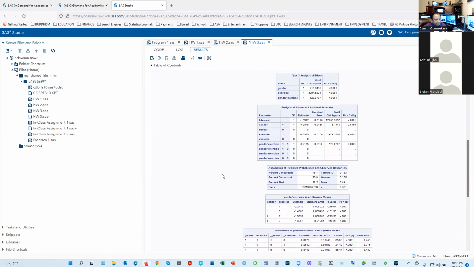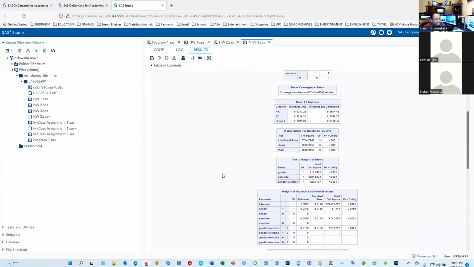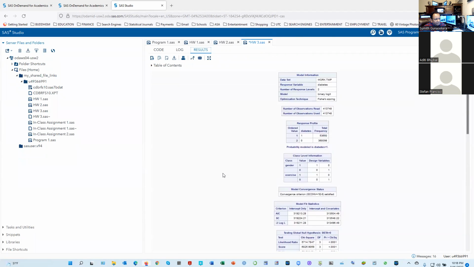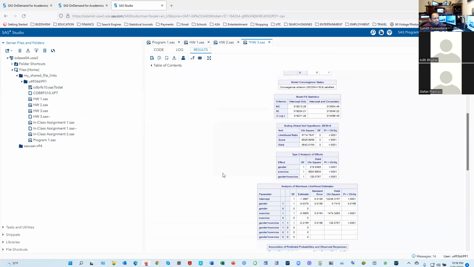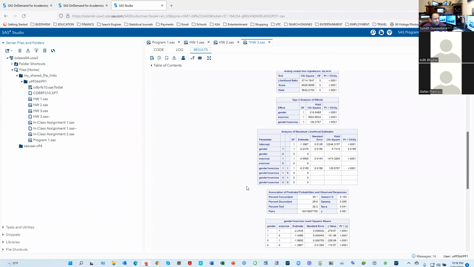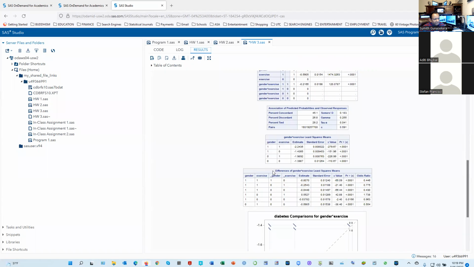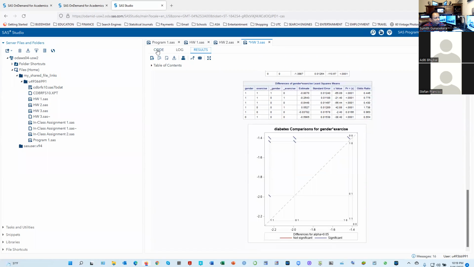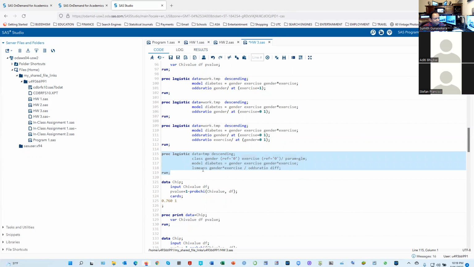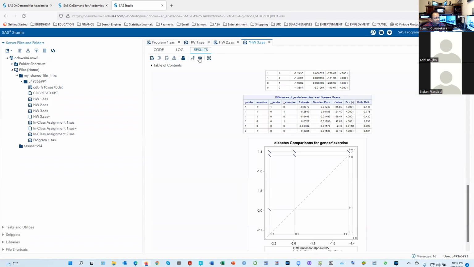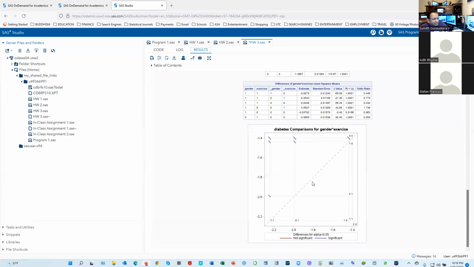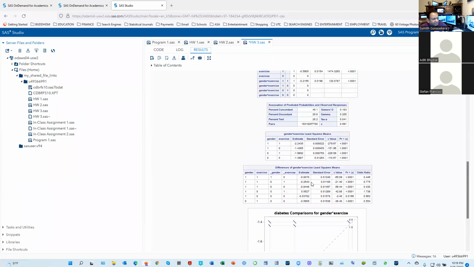Association, then they said least squares. Response. All the likelihood estimates, least square means, the differences you can look into: odds ratio and the difference. Odds ratio and the difference. I'm going to see the odds ratio. Where's the odds ratios?